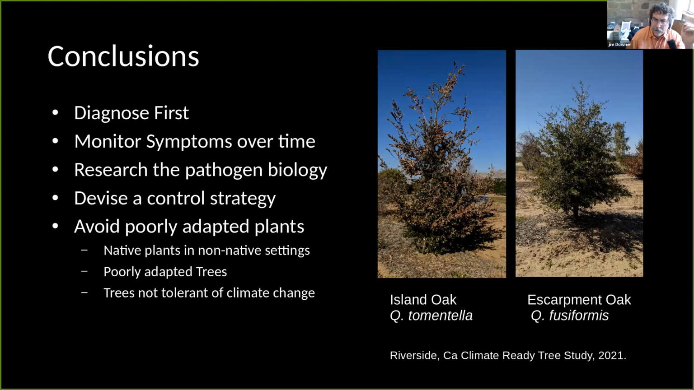In the same test plot, virtually right next to this tree, the escarpment oaks had no damage whatsoever. And these are all just on their own irrigation now. There's no irrigation even being applied. So they're drought tolerant, but they're not necessarily heat tolerant. And I think this is a really good example. The escarpment oak from Texas is just a lot tougher in Southern California, particularly Riverside, than our native island oak from Catalina Island.